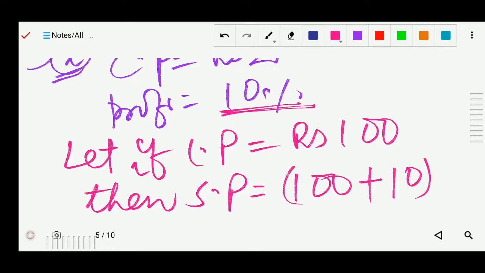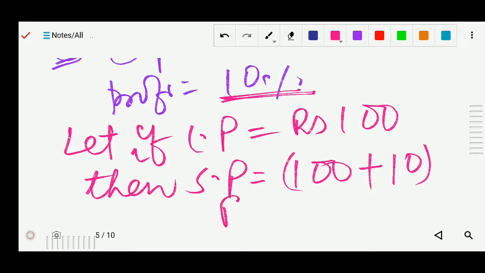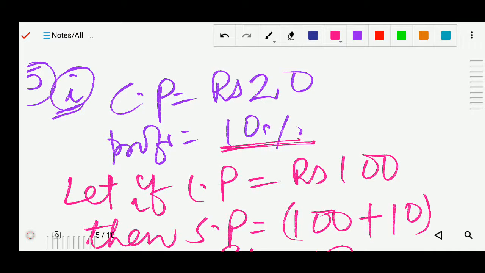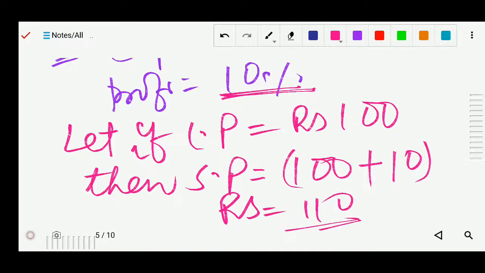So now after adding, that is 110. So what is the selling price now? 110, because same concept like the percentage, means in 100 we are, but now here we are writing in the form of rupees only, there we are writing in the form of percentage. Now I already have solved by this percentage. Okay, like that also you can solve, but now here I will solve by this method. So now selling price is 110.